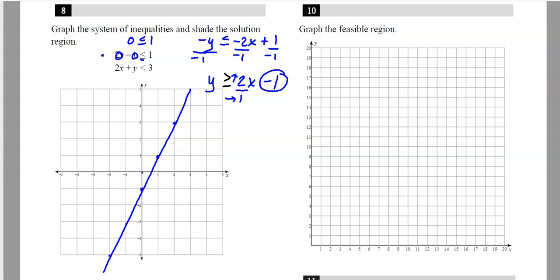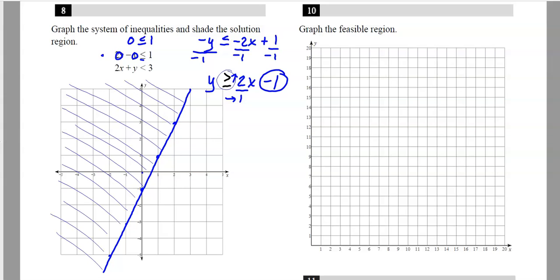Now, it would have been easier to peek and see that if this is greater than, you always shade above the line. So right now, all of these (x, y)'s are solutions. They all prove that inequality true. So I'm halfway home. Now we got to do the other one.